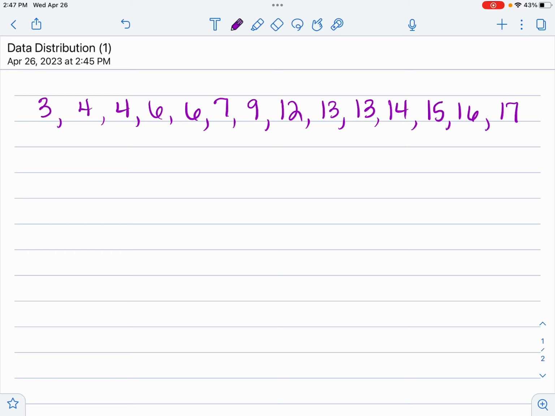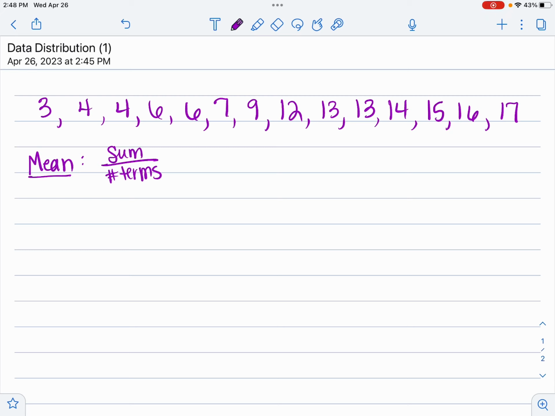So let's first of all talk about what the mean is. You need to know how to find the mean of the data. And that's literally, you're just going to add, and you're going to divide by the number of terms, so the number of pieces of the set of data. Okay, so I've got my calculator handy, and I'm just going to add 3 plus 4 plus 4 plus 6 plus 6 plus 7 plus 9 plus 12. Why did I pick this example? 13 plus 14 plus 15 plus 16 plus 17.